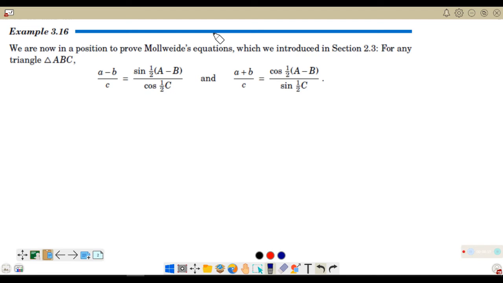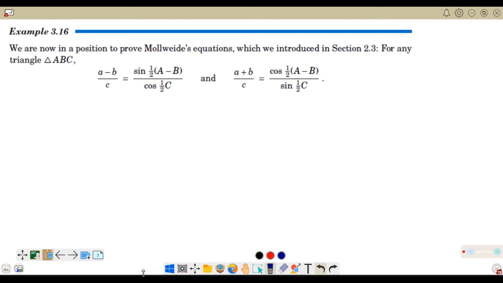So, Morley's equation states that for any triangle ABC, the difference of the two sides A minus B over the third side C is equal to sine half of the difference of A minus B over the cosine half of C. And then for the other equation, we have the sum of the two legs A plus B over C is equal to the cosine of half of the difference of the angles A and B over sine half of the angle C.